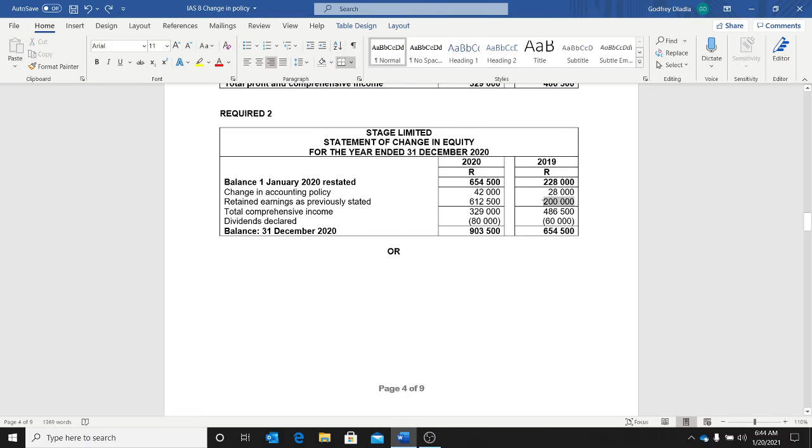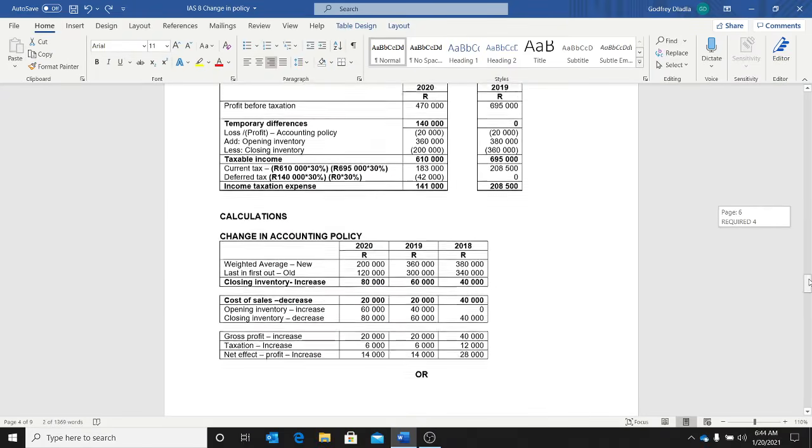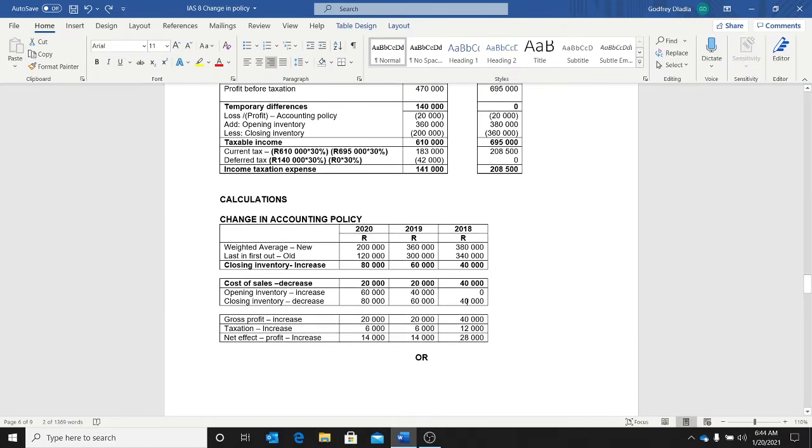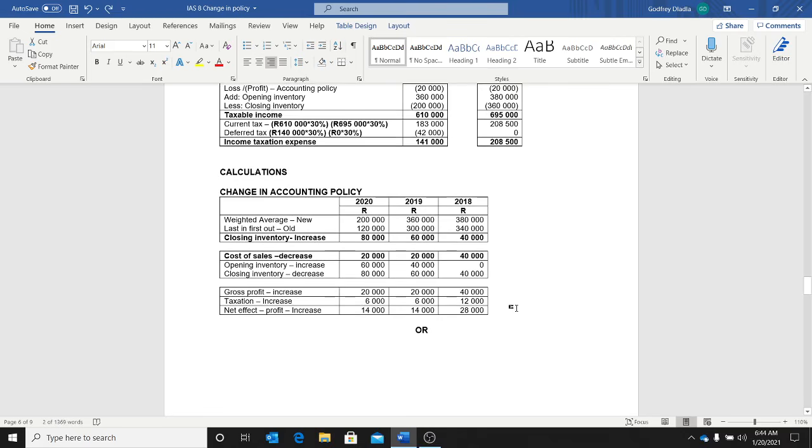So this is 200 here. What I usually say to my students is that just look at this thing and say, okay, 200,000 is opening retained earnings in 2019. How many priors do you have in terms of the calculation? You've got one, which is 2018, right? One prior year, which is 2018. Then you go to the calculation and say, okay, here is 2018 in the calculation. What is my net? My after tax.